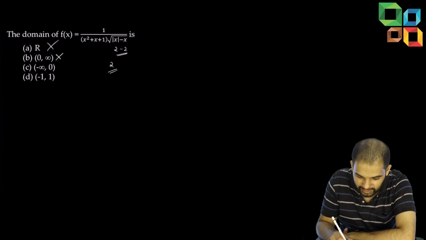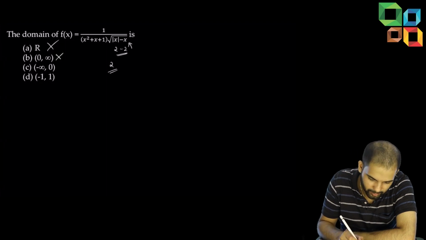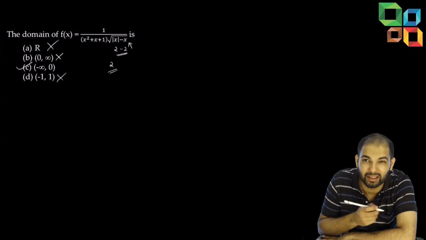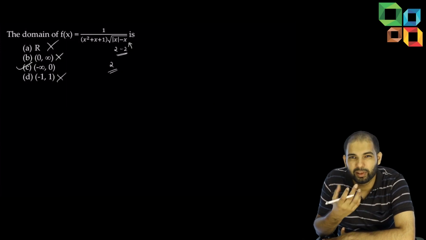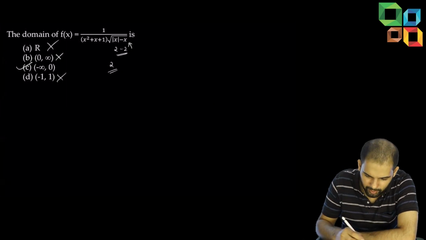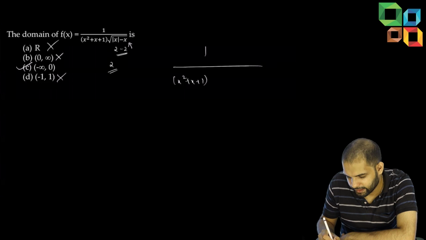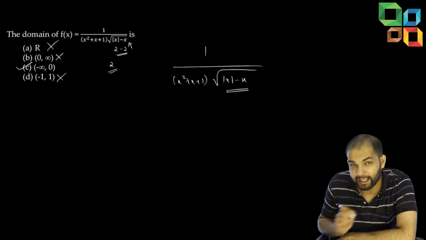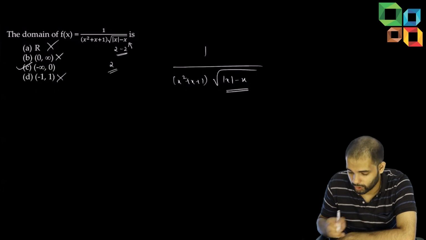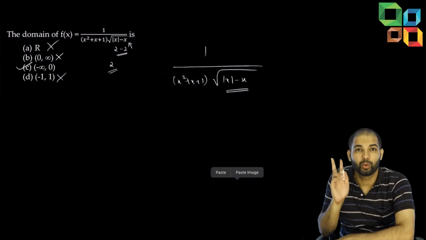But now I think that this example is pretty clear. I take any positive number, this will fail. So the answer is C. But that is using options. Without using options also, I'll simply take this equation and check. The only way this can be undefined is if this is negative, or the denominator is 0. Two cases.